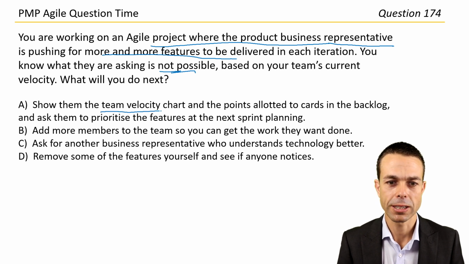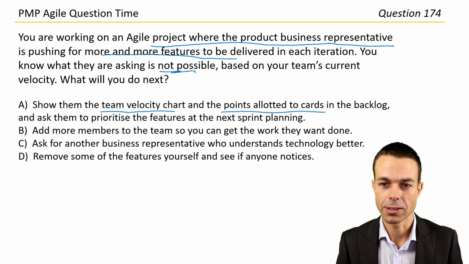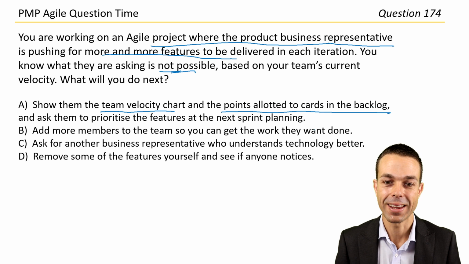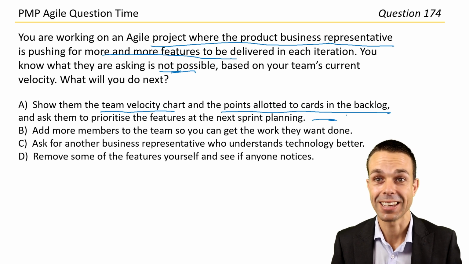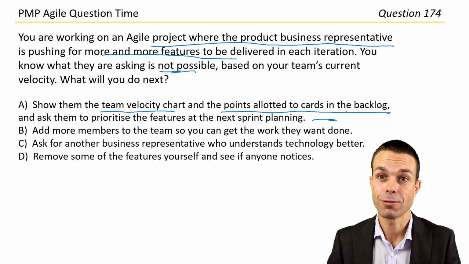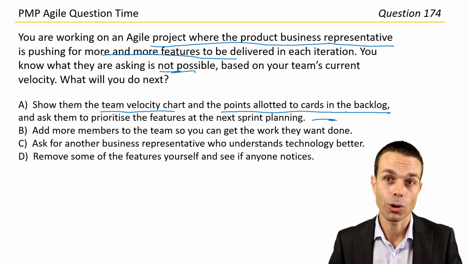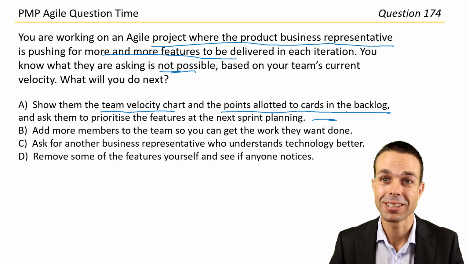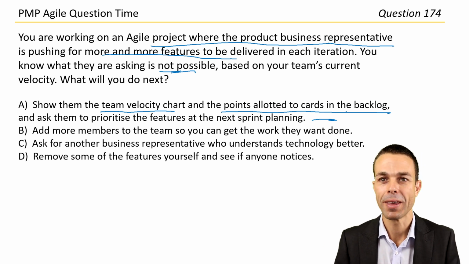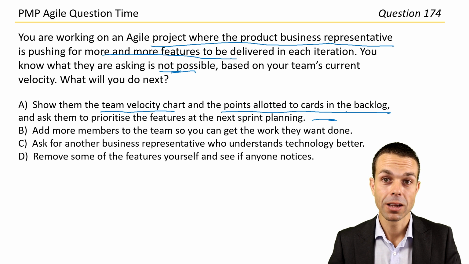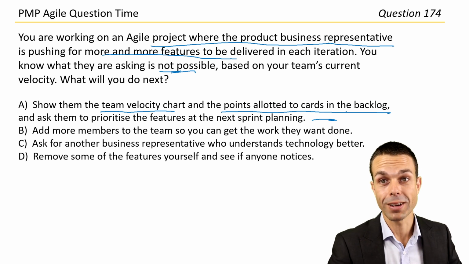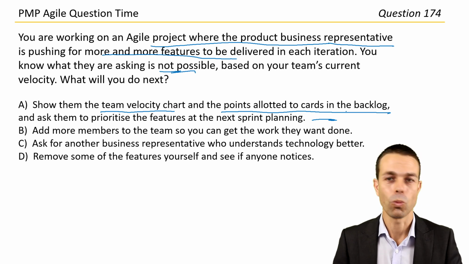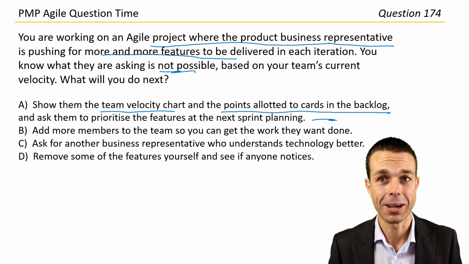Show them the team velocity and the points allotted to the cards in the backlog, and then ask them to prioritize the features at the next sprint planning. Yes, yes, yes. This gives the business representative control. So they have control over what's delivered. However, it's within certain boundaries. So it's just a beautiful way to do it. We're saying we can deliver this much, but you have control over what is actually delivered. What is the highest value to you? Wonderful way to do it. I think that's going to be our answer.